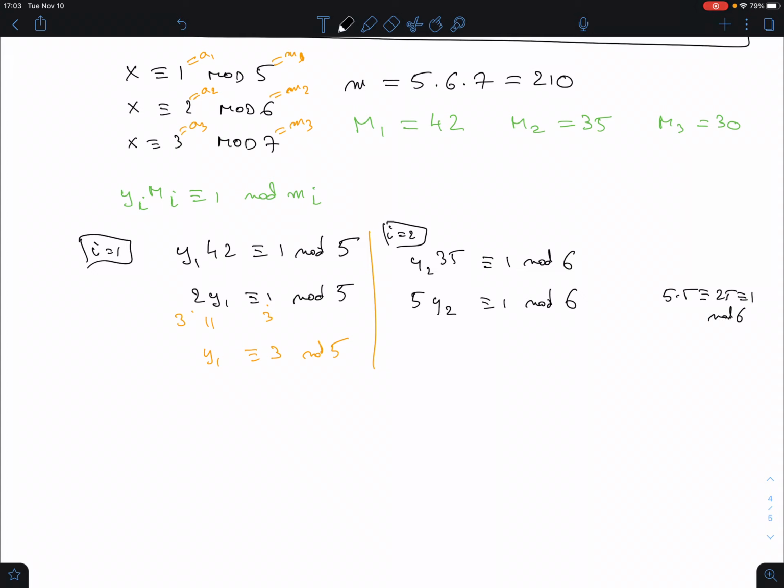So if I multiply both sides with 5, I get 1 on the one side, and what do you get here? 5, of course. So y2 is 5, and then finally for i is 3. What do we get here? We need to know y3 times 30, and we have to calculate this is equivalent to 1.